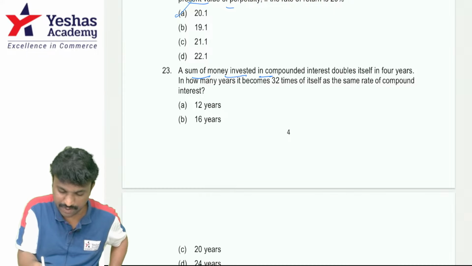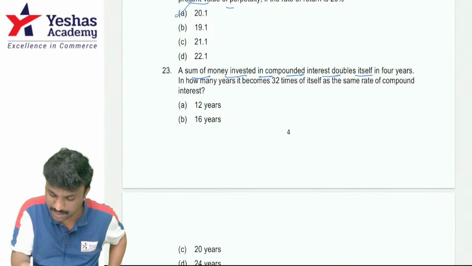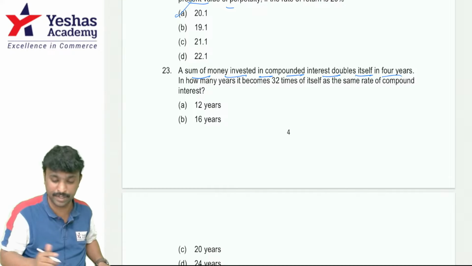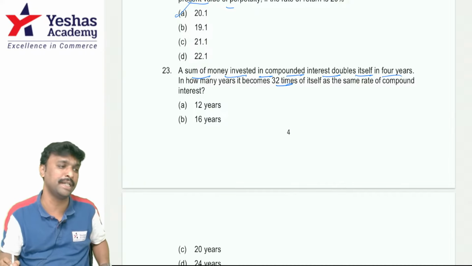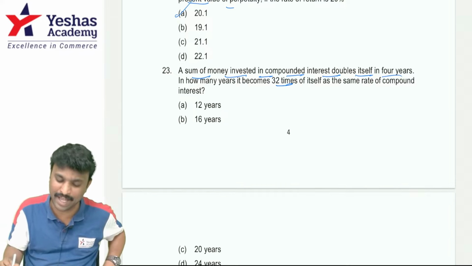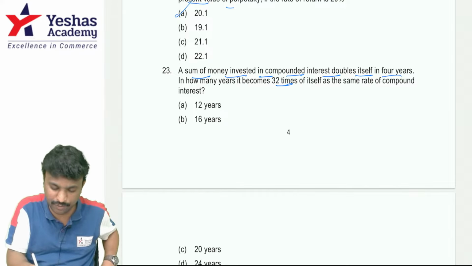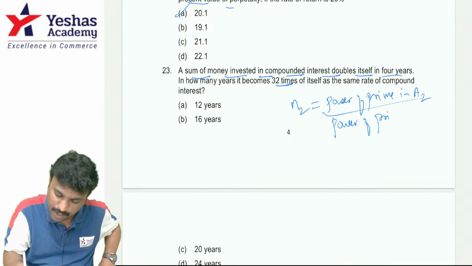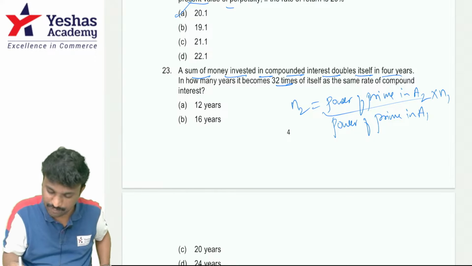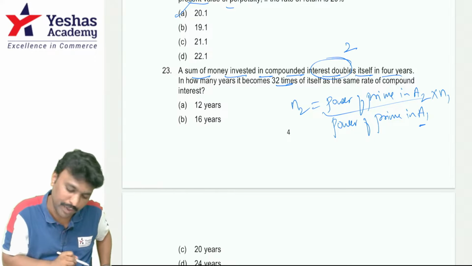A sum of money invested at compound interest doubles itself in 4 years. As per compound interest, one amount is double, the other amount is 32 times. Whenever two amounts in terms of principal are given as per CI, the shortcut to find n2, the time taken for the second amount, is the power of the prime number in the second amount A2, divided by the power of the prime number in the first amount, into n1. So tell me, first of all, the first amount is double, that means 2. 2 itself is a prime number.